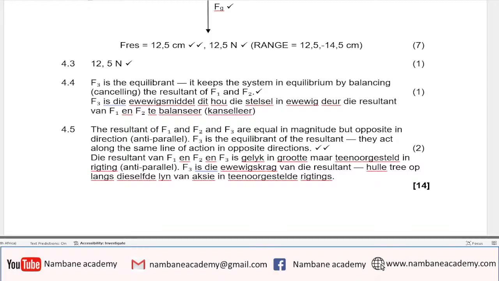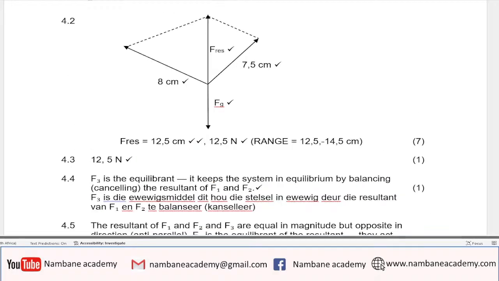I don't know, Meneer, if I can say something here, because it also said indicate the magnitudes of the angles in the construction, but now in the picture, it's not there.